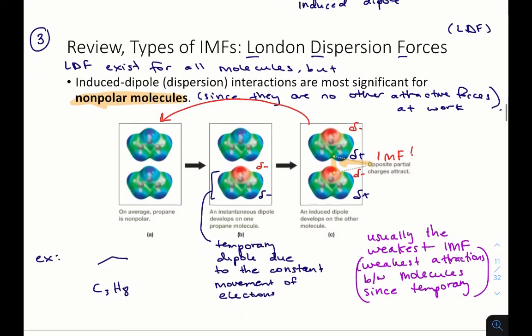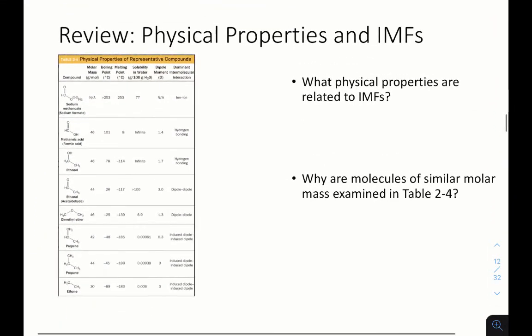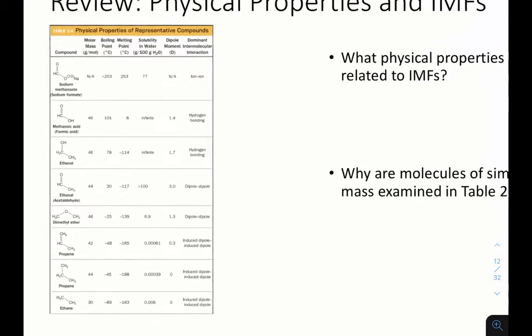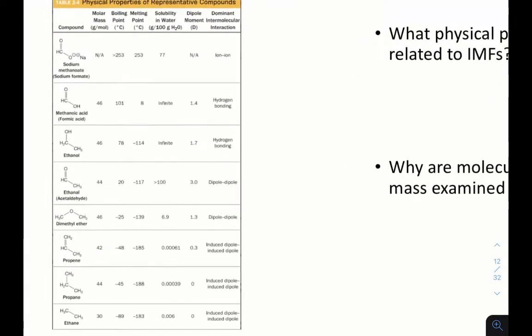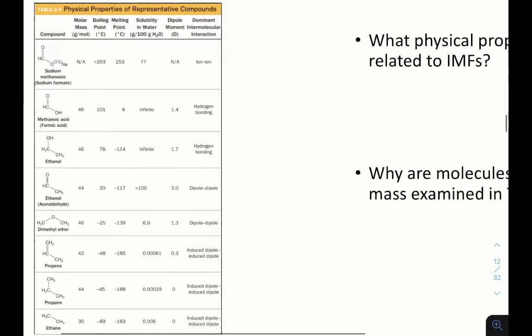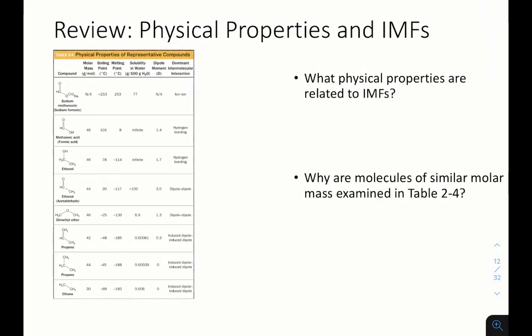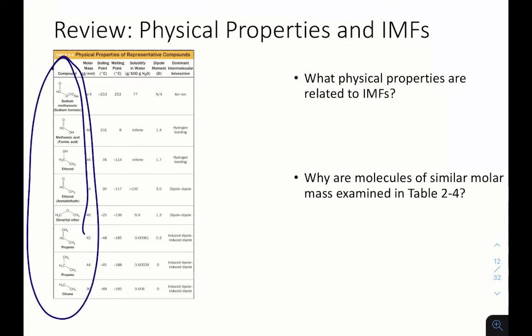Let's take a moment and take stock of where we are. I have a chart here relating physical properties of some selected compounds to intermolecular forces of attraction. Go ahead and take a look at this. You can pause if you want. The discussion questions are: what physical properties are related to intermolecular forces? And why were these molecules chosen to have similar molar masses?